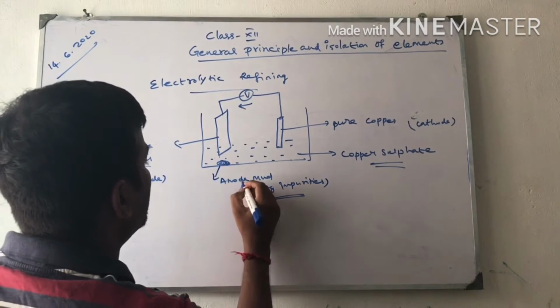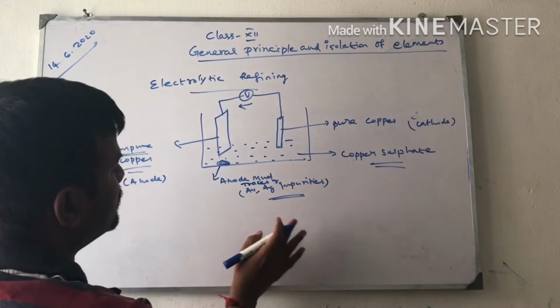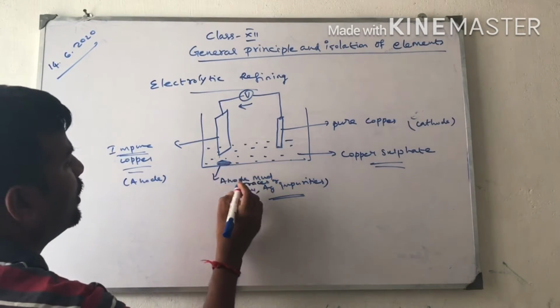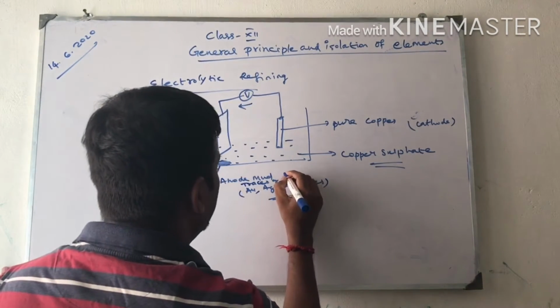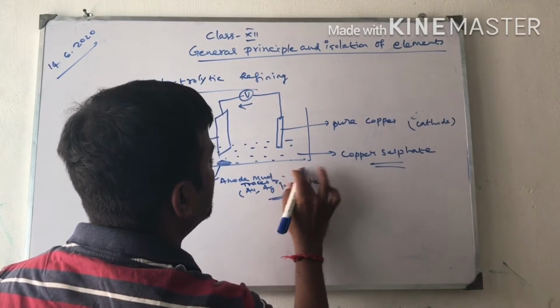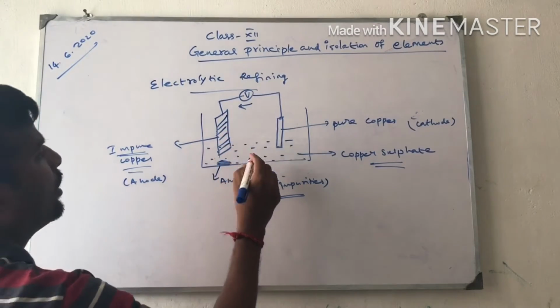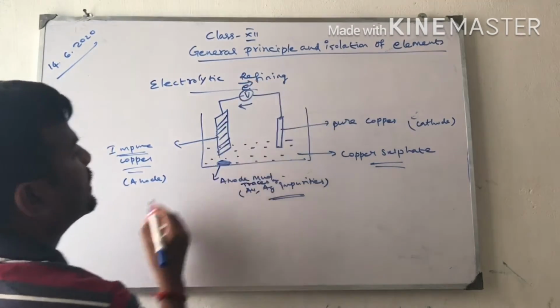Suppose traces of gold and silver impurities are present, they will come out as anode mud. That includes siliceous sand, impurities and all those things. At the anode, electrons move in this direction.